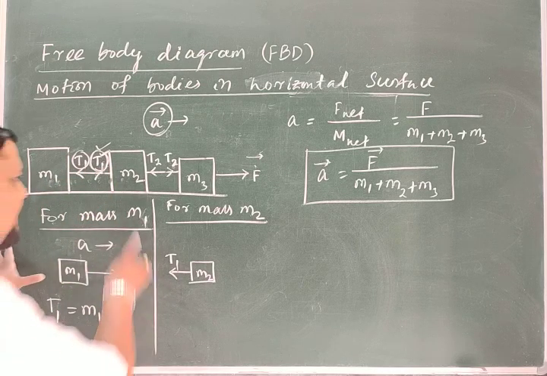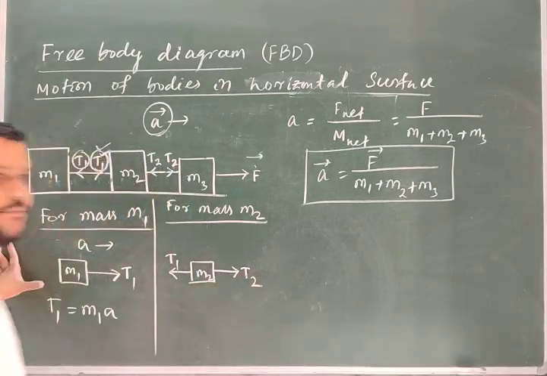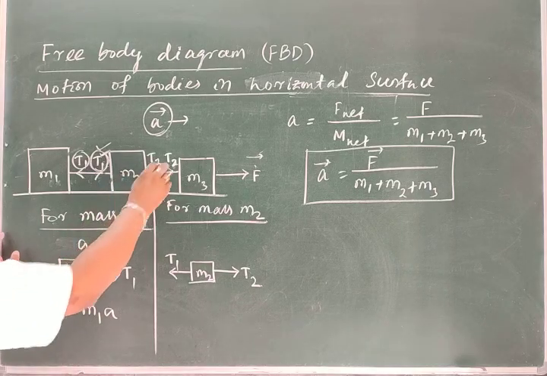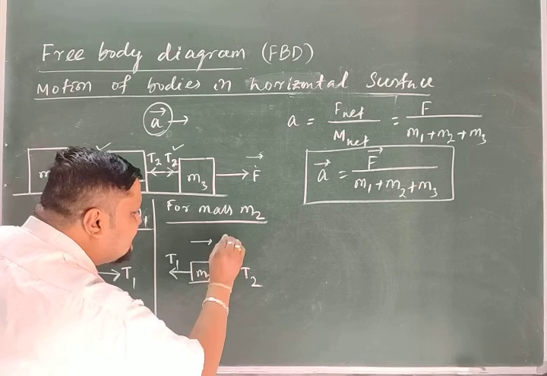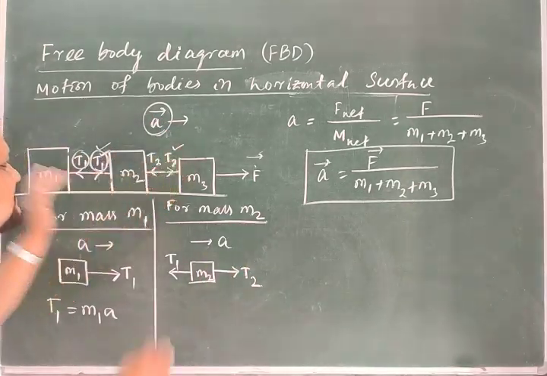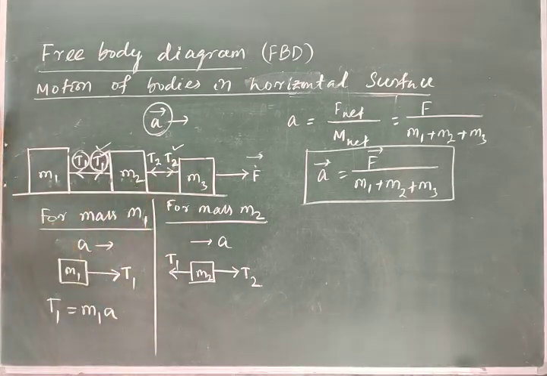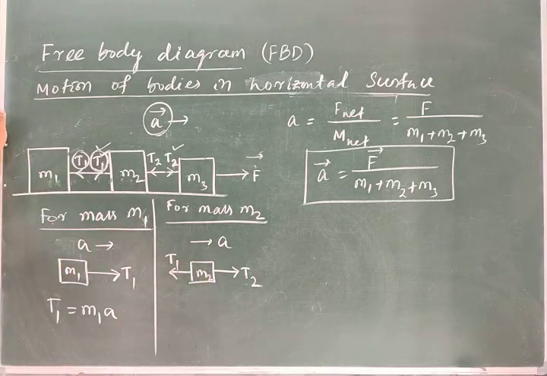Again, another one on M2 is T2, this one. And it gives an acceleration A. Why have I considered this T2? Because this acceleration is along this direction, so this tension is on the mass M2. So T2, T1, A. Now use the free body diagram.